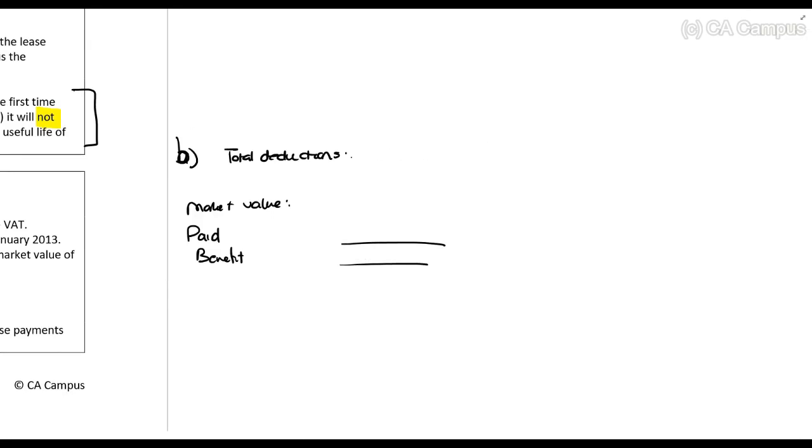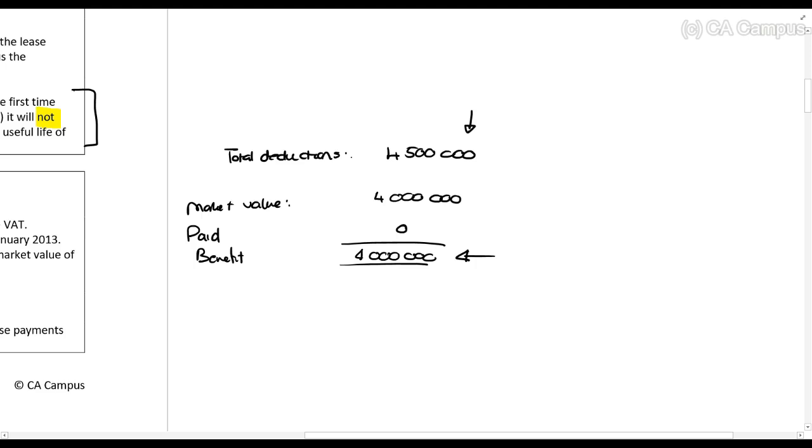So the total deductions is 4.5 million rands. The market value of this asset at the end of the lease is 4 million rands, and you pay 0 for it. So the benefit that you receive, 4 million minus 0, is 4 million. So that is the amount that they want to tax you on. The maximum that they can ever do is 4.5. So the lower of the two is the 4 million in this case. So section 8.5, 4 million.